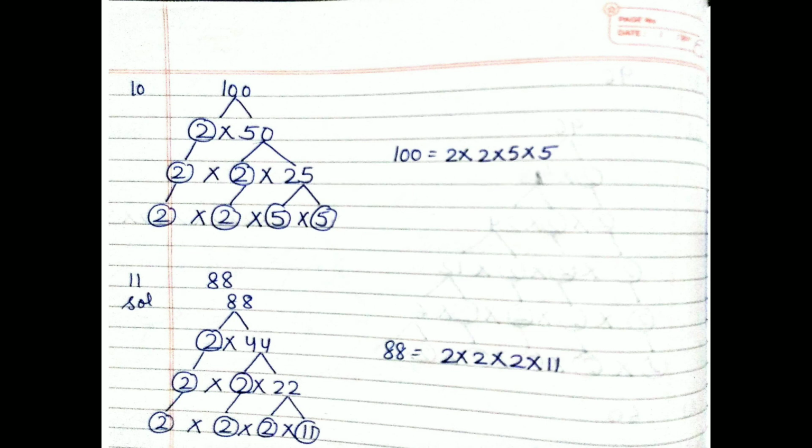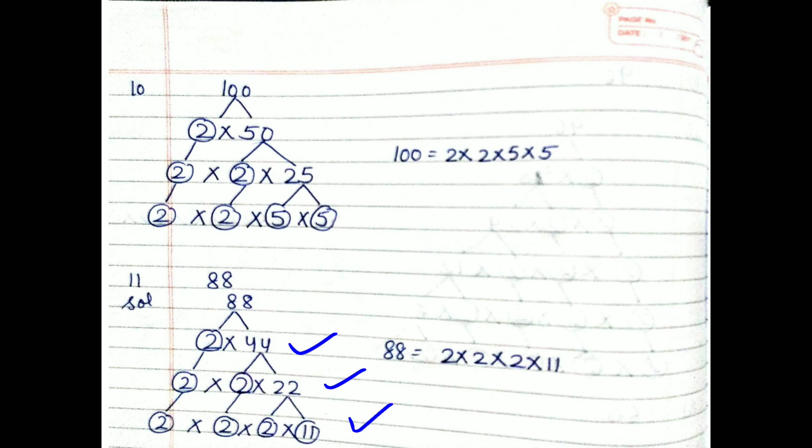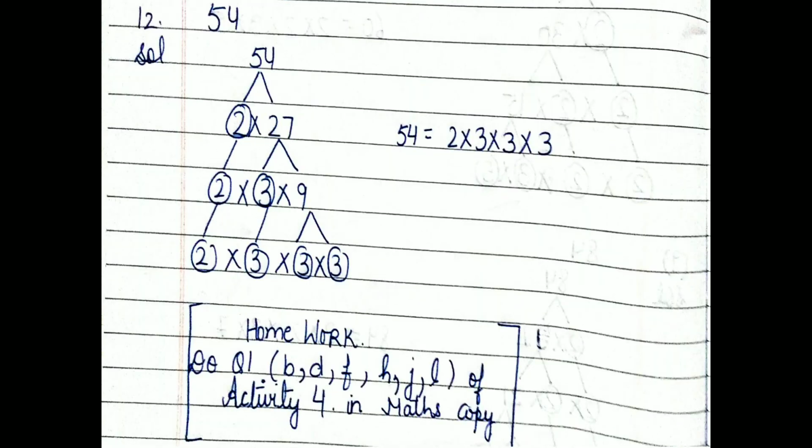Now 88. 2 44s are 88. Then 44 you will see in which table it comes, 2 table. So you write 2 22s are 44. Then you see 22 comes in 2 table, 2 11s are 22. Now at the end you will get the factors of 88: 2 into 2 into 2 into 11. Clear?